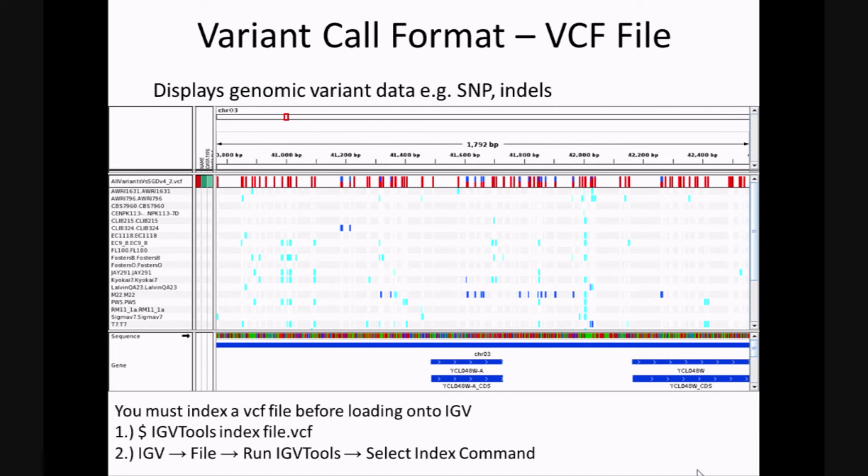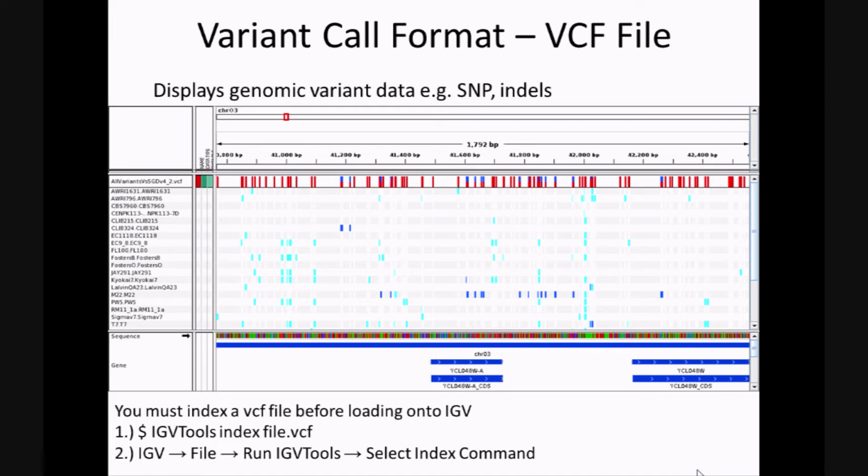The last qualitative file type we will discuss is the VCF file, which stands for Variant Call Format. This file is used for visualization of genomic variants such as SNPs and indels. VCF files are generated by variant calling programs. You will learn more about these programs on day 6.